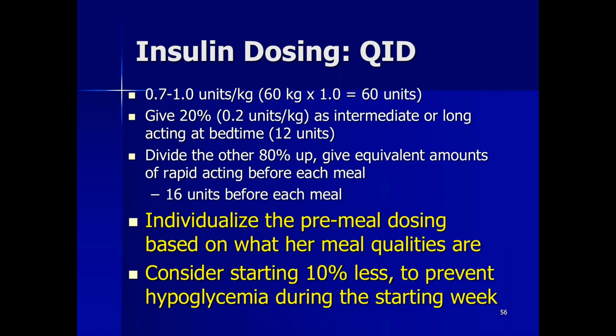QID dosing, again, what you're going to do is divide up the 20% as either the intermediate or long-acting, and then you're going to take the other 80% and give equivalent amounts of rapid-acting before each meal. I'm just giving these as examples. I do individualize that pre-meal dosing. Again, the gold is sort of my clinical opinions based on what her meal qualities are. So if she has a very light lunch, I might be individualizing that pre-meal dosing as lower. And again, I consider starting at around 10% less and giving them what I call the training wheel week.